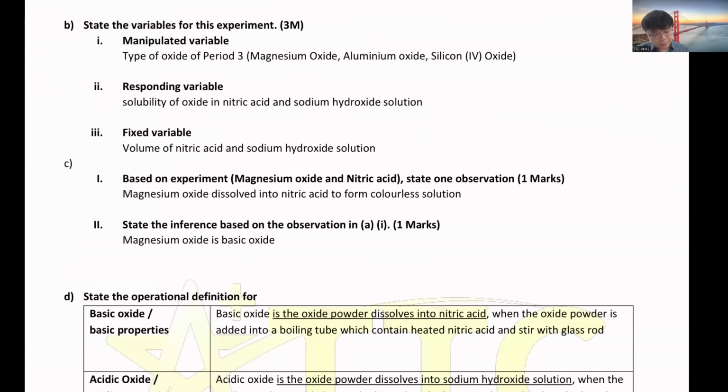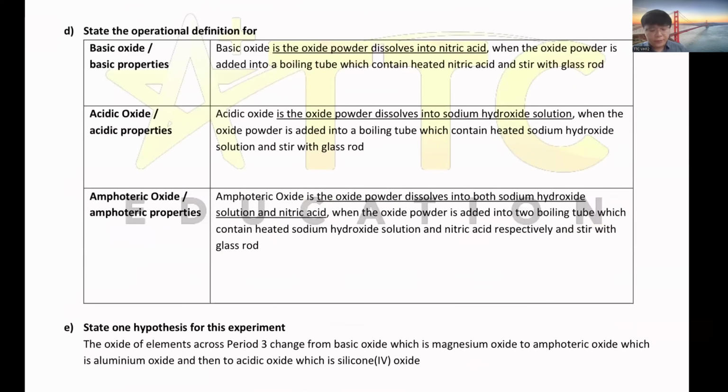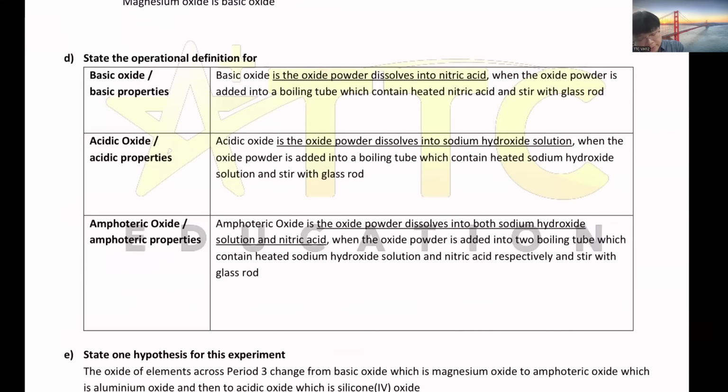Based on the experiment, for magnesium oxide and nitric acid, give one observation. So this is what you write: the oxide dissolves in the acid. When it dissolves, the inference is that magnesium oxide is a basic oxide that can dissolve. Okay, operational definition: for the first part, it is what you observe, what you can see. We call it observation, what you can see.